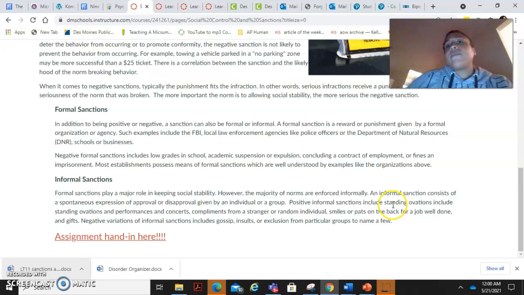Like if someone goes like this, that's an informal sanction. They're trying to tell you that you did something wrong just now. So you should probably reflect on what you think caused that person to sigh like that. Okay?